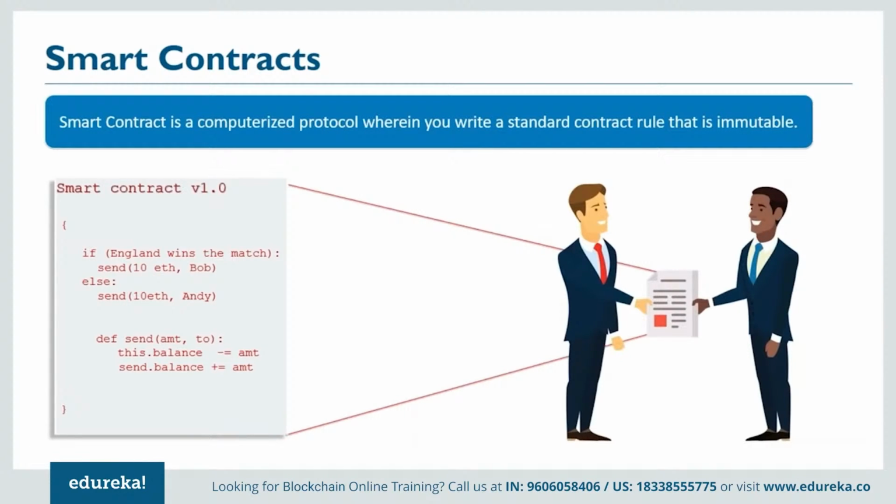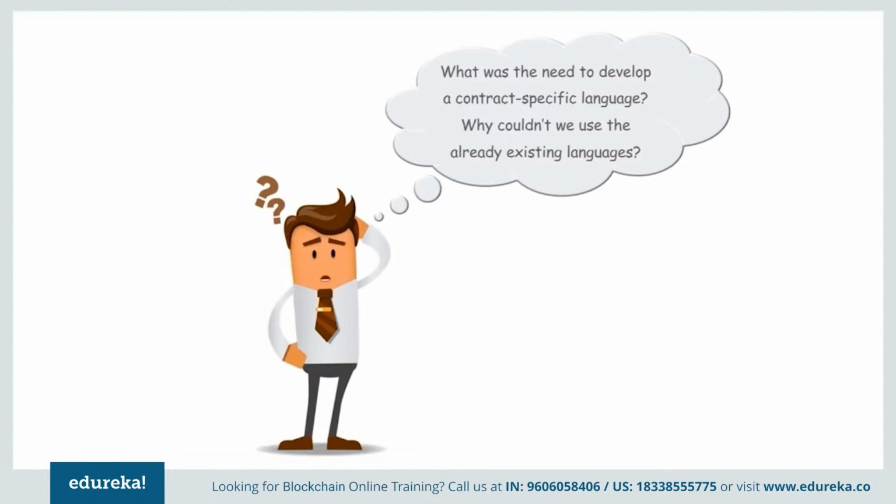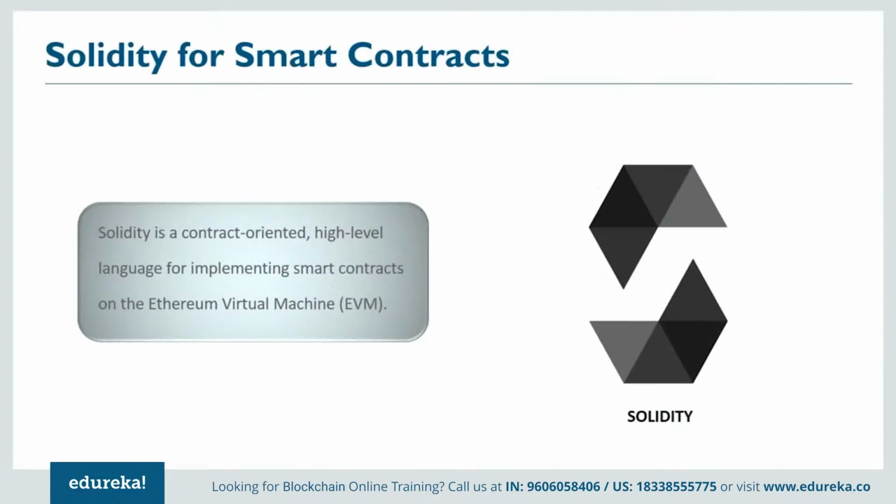Now the code in these smart contracts is written in a special contract-specific language called Solidity. A question will naturally arise over here: why was there a need to develop a contract-specific language? Why couldn't we just use the already existing languages like C, C++, Java instead? So let's see why Solidity is preferred over other languages. Now Solidity's syntax is very similar to JavaScript.